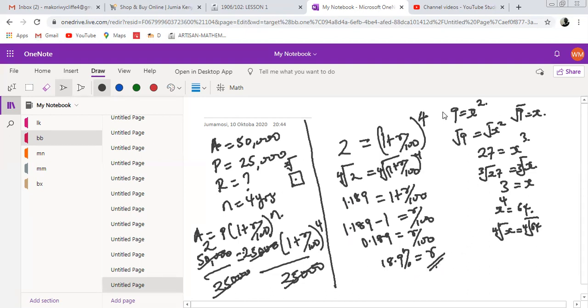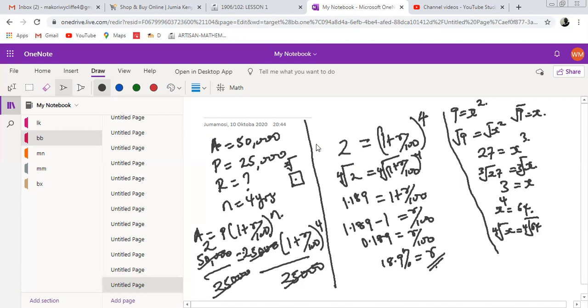But you need to remember this concept very much. If, for example, this one was raised to power 5, we would have calculated the fifth root of 2 on each side, so that we have 1 plus r over 100 without power 5. If it was power 6, we would have obtained the sixth root on both sides, so that here we remain with 1 plus r over 100 without power 6, like that.